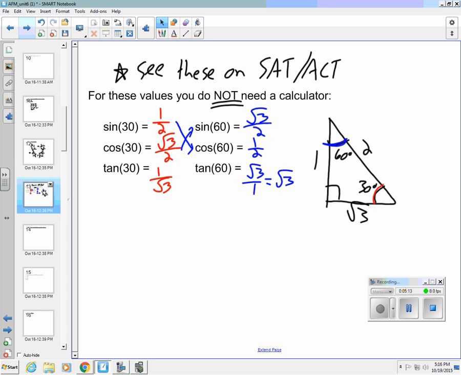Right, so all 6 of these you should know, be able to use them in problems. You won't have to use the calculator. If you see you have a word problem that involves right triangles, a 30, 60, 90 right triangle, or an angle of 30 or 60 degrees, you don't need to use a calculator to find these trig ratios. You should know them already from these relationships with the special right triangles.